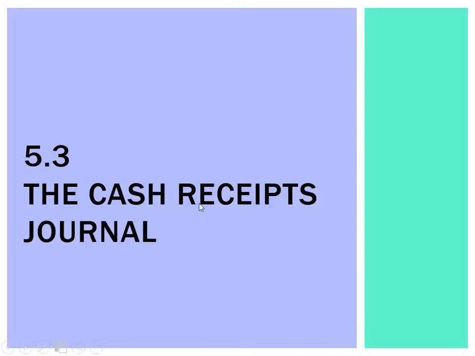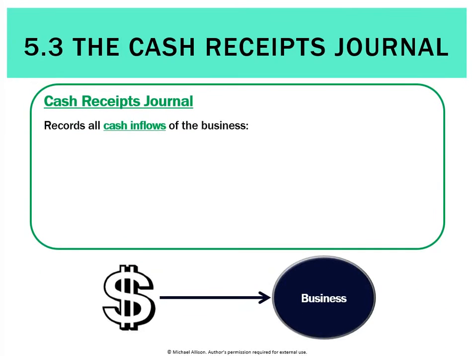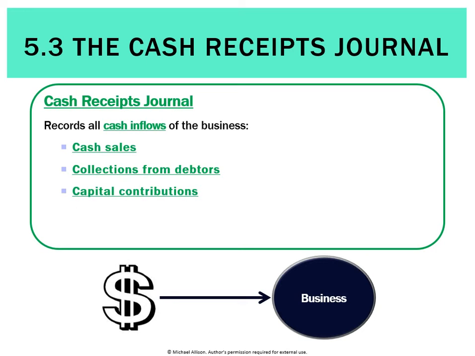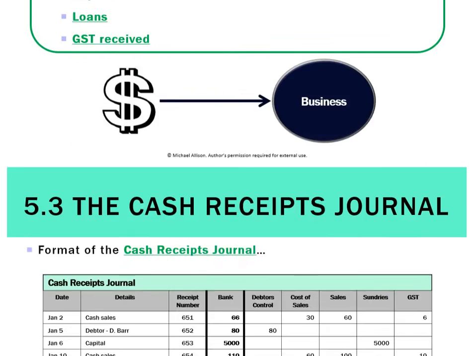So the first special journal we're going to look at is the cash receipts journal. It records all cash inflows to the business, so it doesn't matter what the money's for, it's going to go in our cash receipts journal if it's received by the business. So that could be for a cash sale, could be collecting money from a debtor, could be the owner making a capital contribution, getting a loan from the bank, or GST received.